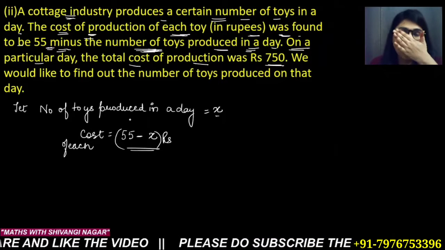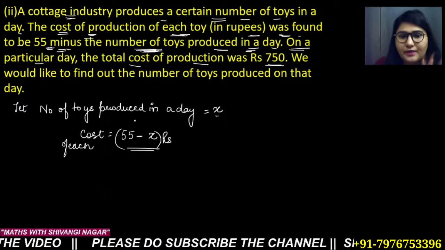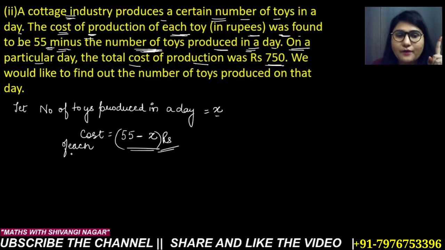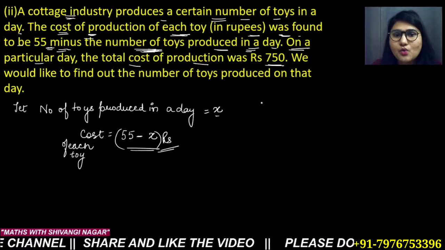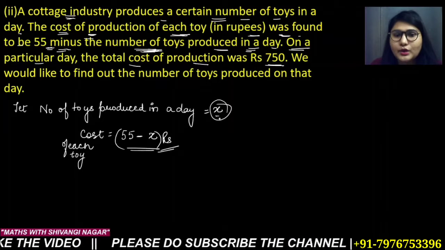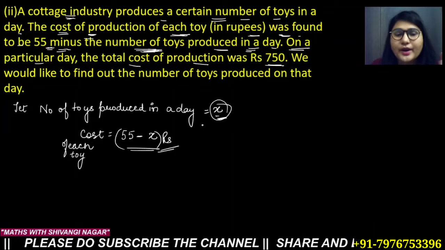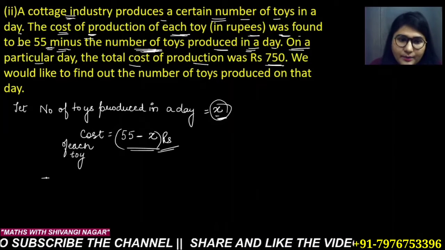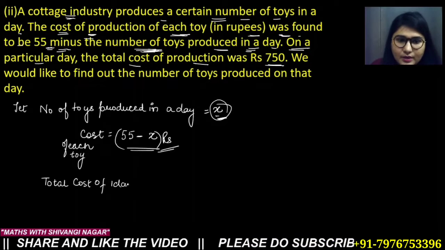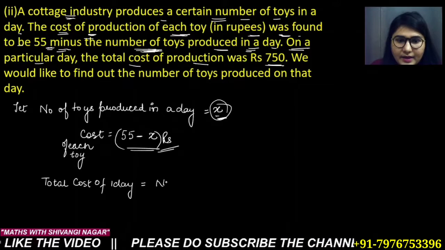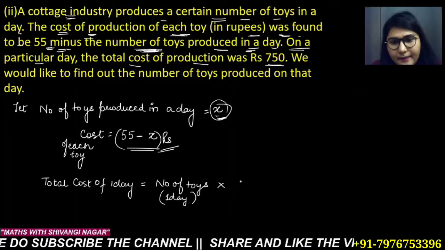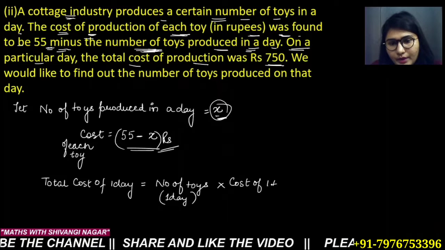Then we are given that on a particular day the total cost of production was 750. Now we are given the total cost of production of one particular day, right? So how will we find it out? See here, this is the cost of each toy, and how many toys are you producing in one day? x. So if you multiply the total number of toys with the per toy cost, can you get the total cost? You will get the total cost of one day by multiplying the number of toys produced in one day by the cost of one toy, right?